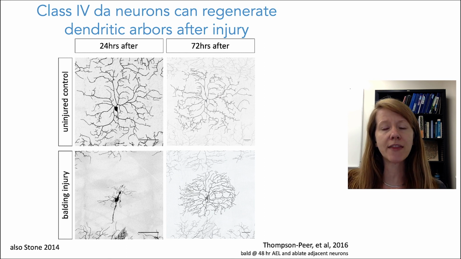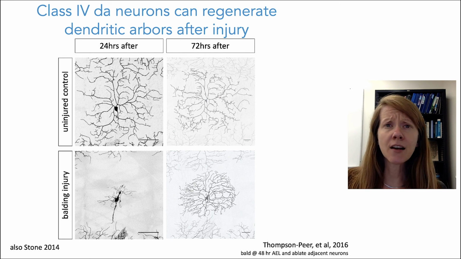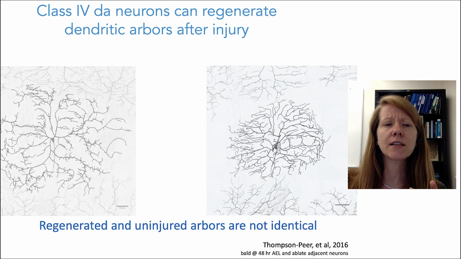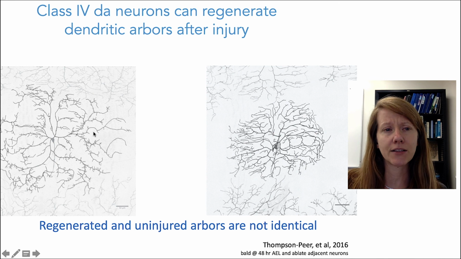They elaborate these very complex dendrite arbors that have a whole lot of branches. And this had already also been seen previously. But what happens if we look a little bit more closely is that you can appreciate that these regenerated and the uninjured neurons are not exactly identical.